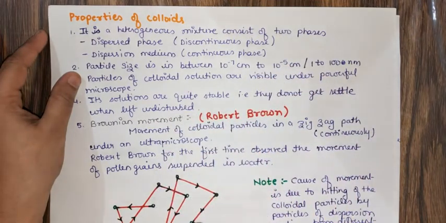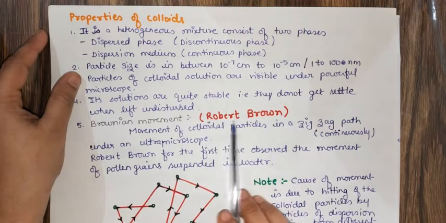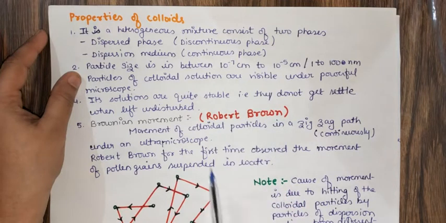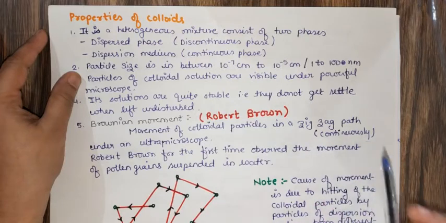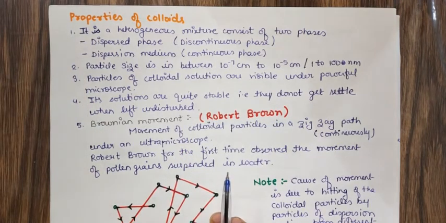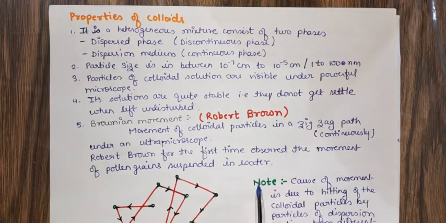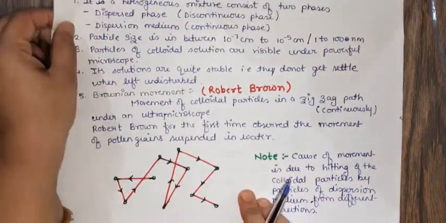That is why they are known as unstable solutions. Another very important property of a colloid is that it shows Brownian movement, which was observed by the scientist Robert Brown. He told that the continuous movement of colloidal particles in a zigzag path under an ultra microscope is called Brownian movement. Robert Brown for the first time observed that the movement of pollen grains suspended in water was in a zigzag manner. Let's see the diagram.